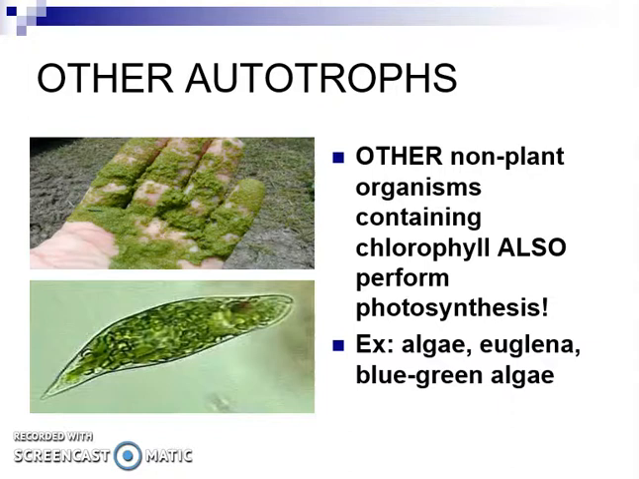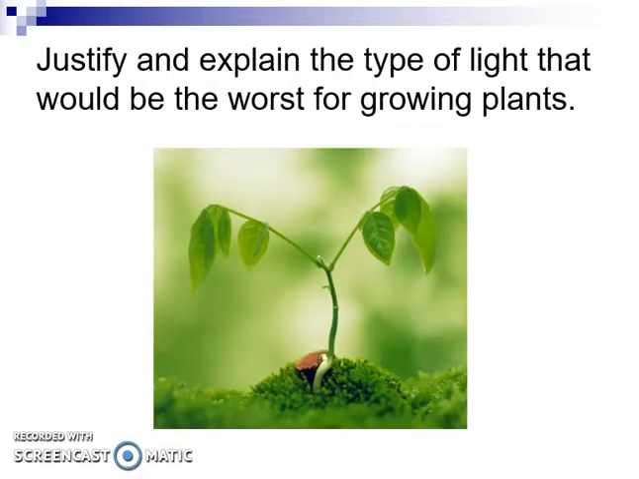Algae are single-celled plants. They have chlorophyll. They go through the process of photosynthesis, just like this single-celled organism, which is a euglena on the bottom over here. They also contain chlorophyll and go through photosynthesis. They live in freshwater areas. So justify and explain the type of light that would be the worst for growing plants. Pause here, and you can try and come back for the answer.